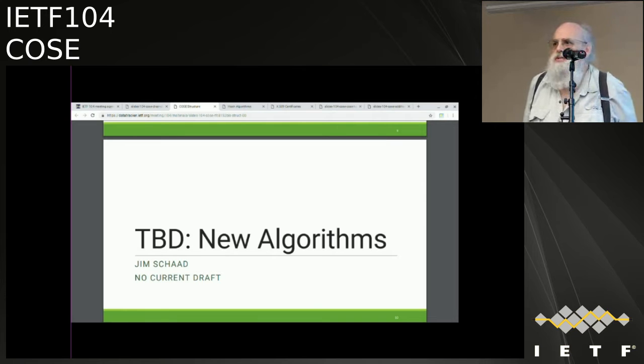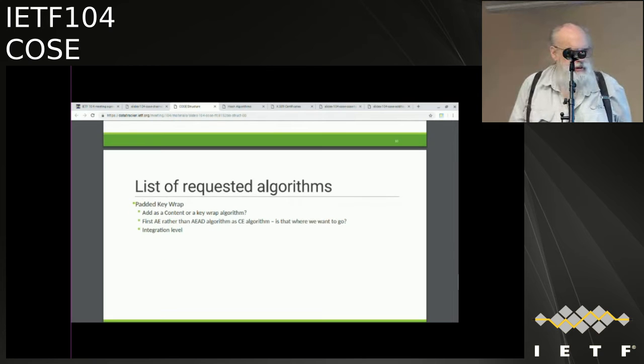There have been a few requests for us doing new algorithms. The biggest one has been the padded key wrap. One of the questions that I had for Russ that went on the mailing list was, are you doing this as a content encryption algorithm or as a key wrap algorithm? And what I got back was that the primary use case he had in mind was for it to be a content encryption algorithm of a key, but not a key relative to the COSE message. We're just doing a key distribution for something else.